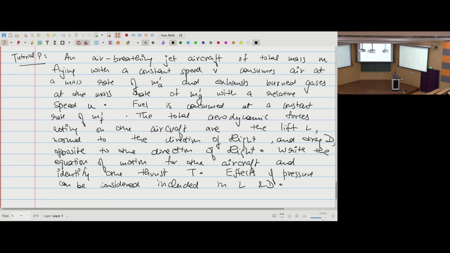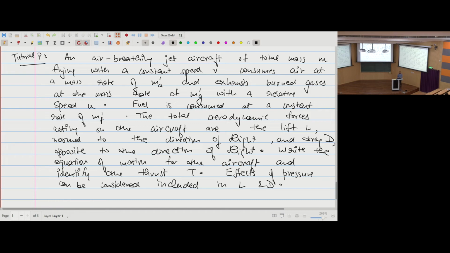So what it does is, it has an opening in the front or at the bottom where it breathes air, because it's moving very fast, so it can also breathe air very fast. So it breathes air at a mass flow rate of ma prime and exhausts burnt gases. So this air, when it combines with a small amount of fuel that burns, so the exhaust gases are released at the rate of mg prime with a relative speed of u with respect to the jet aircraft. Fuel is consumed at a constant rate of mf prime. Now, mf prime is very small as compared to ma prime.